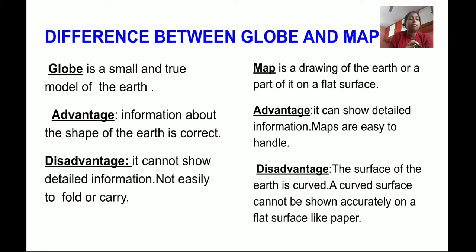The disadvantage of a map is that the surface of the earth is curved. The surface of the earth is not smooth. It has ups and downs. It has mountains, rivers, valleys. So a curved surface cannot be shown. It is not possible to show the ups and downs, mountains and valleys on a piece of paper. A curved surface cannot be shown accurately on a flat surface like paper because the surface of the paper is plain and smooth, and the surface of the earth is curved. So it is quite impossible to show.